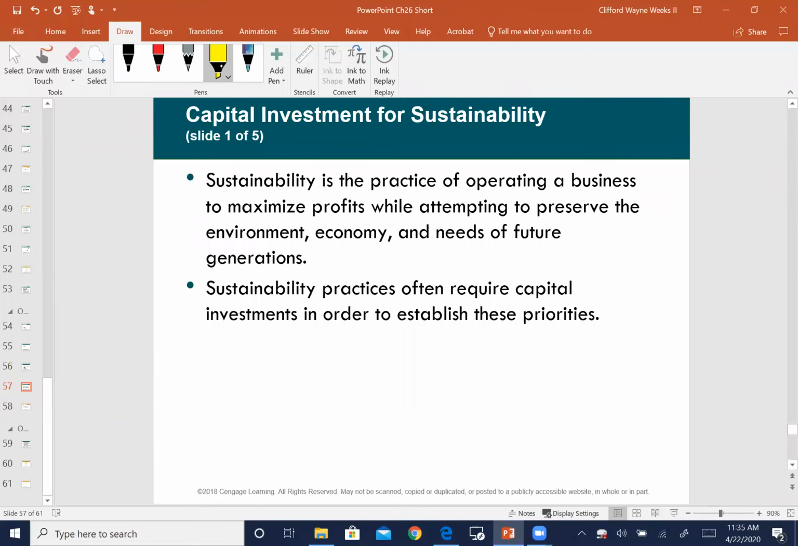Sustainability, in the world that we live in today, it's huge, isn't it? Sustainability is the practice of operating a business to maximize profits while attempting to preserve the environment, economy, and needs of future generations. Sustainability practices often require capital investments in order to establish these priorities. It's amazing how many companies are doing this, and one that's quite interesting is Exxon, the oil company. They are trying to change the way that they extract oil from the ground, to be more environmentally friendly.